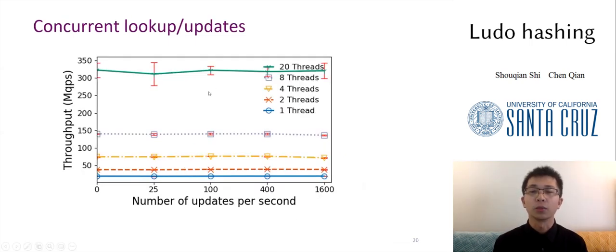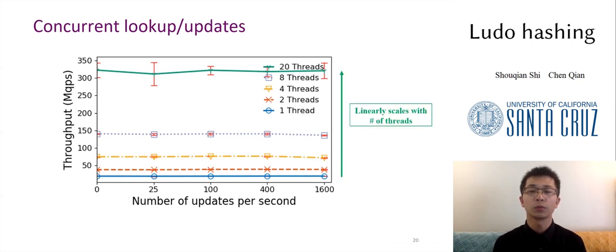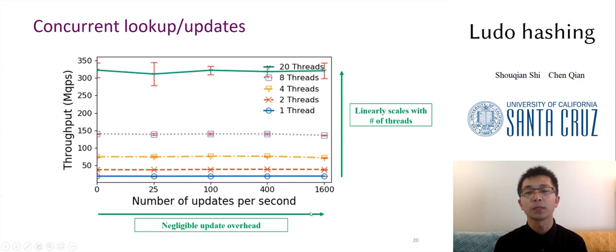This figure shows the lookup throughput of Ludo under concurrent updates by varying the update frequency and the number of lookup threads, where the length of the keys is 64 bits, the length of the values is 20 bits, and the number of keys is 16 million. Our observations on this figure are twofold. On one hand, the parallel throughput for Ludo scales linearly with the number of threads. Second, there's no noticeable throughput degradation when the update frequency grows up to 1.6 thousand updates per second.